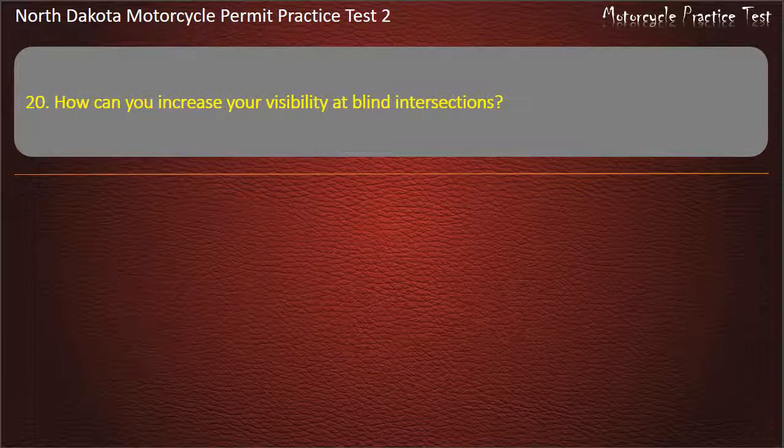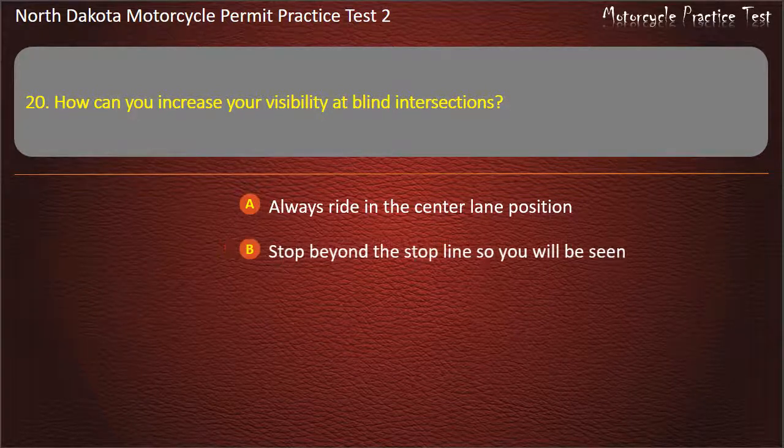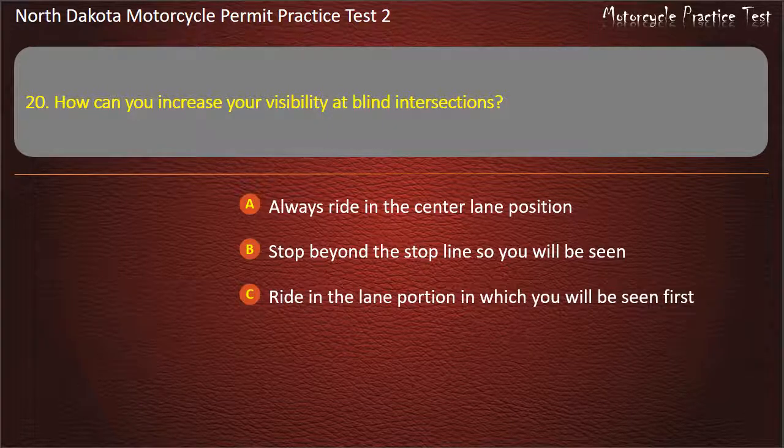Question 20. How can you increase your visibility at blind intersections? Always ride in the center lane position. Stop beyond the stop line so you will be seen. Ride in the lane portion in which you will be seen first. Flash your brake light. Answer: Ride in the lane portion in which you will be seen first.